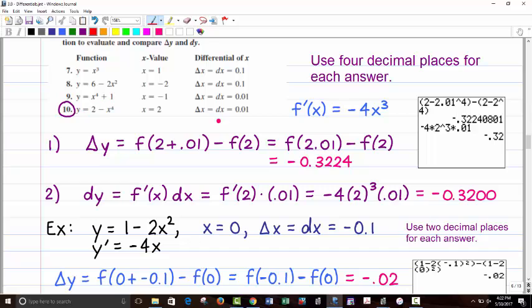So I need to take the derivative of this function, which is super easy, negative 4x cubed. To find dy, I need to find f prime at 2, always your starting x, times your dx value, which is 0.01. So f prime of 2 right here would be negative 4 times 2 cubed, times 0.01, and I get negative 0.32.